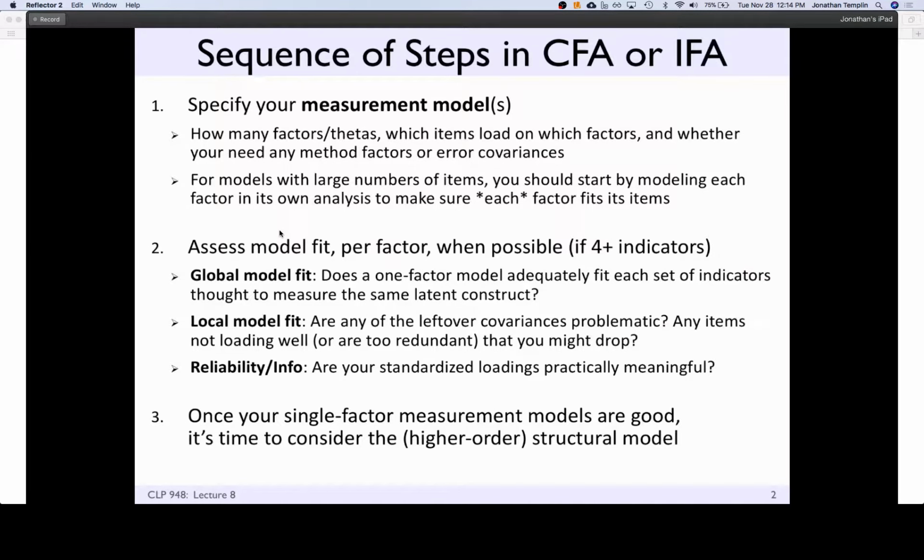Let's go through, remember, the sequence again of steps in CFA or IFA. If you're trying to build a multidimensional model, a good way of doing so is to specify your measurement model, and then for each factor, break them apart. So if you have simple structure where items are only measured by one factor, do a measurement model for each factor separately before putting them all into one. The reason I say that is because you cut down on a lot of places where model misfit happens if you do it that way.